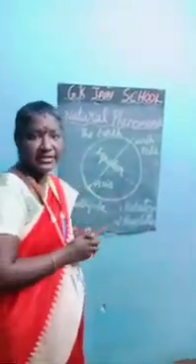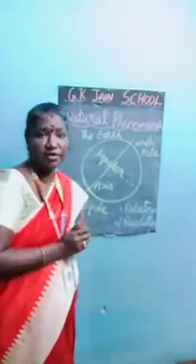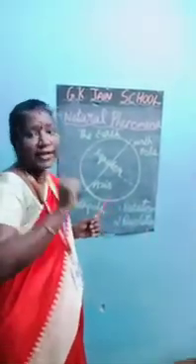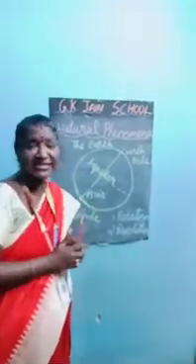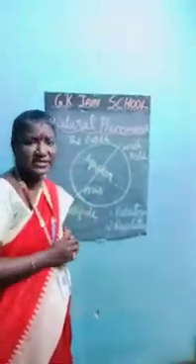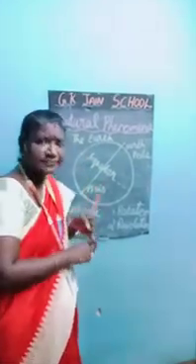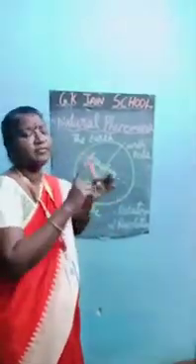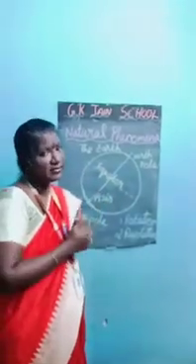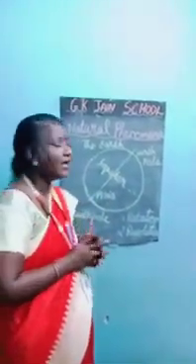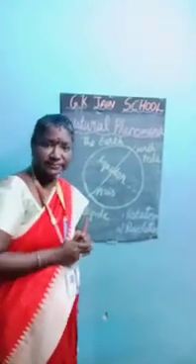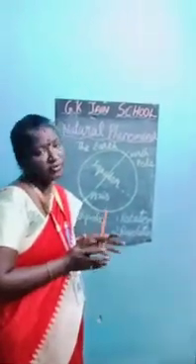The earth takes 365 days or 1 year to complete one revolution. The revolution causes seasons. What seasons are there? Summer, rainy, winter, and spring season. So many seasons are caused due to the revolution of the earth. Understand, students? Okay, thank you.